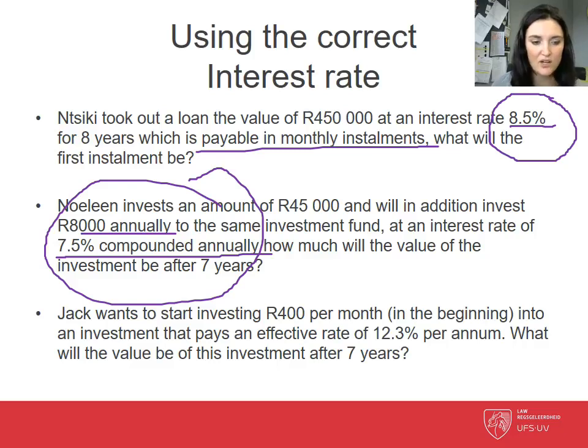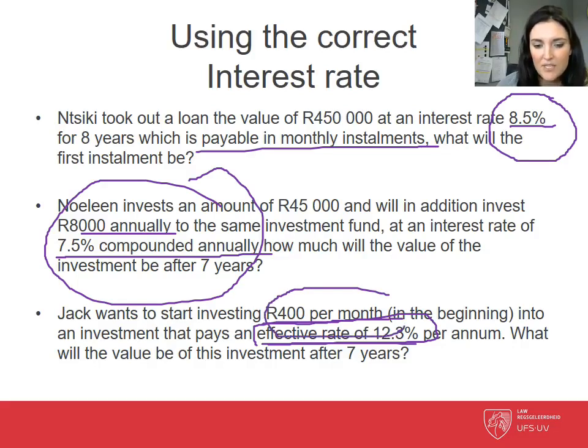Then the last one says Jack wants to start investing 400 Rand per month in the beginning into an investment that pays an effective rate of 12.3% per annum. So here, this is the effective rate, which indicates that this is the real annual rate that he will be receiving. But you will see here that his payments are monthly. So we need to look at a way to convert his yearly rate, his real rate, into a monthly rate in order to work out this specific calculation.